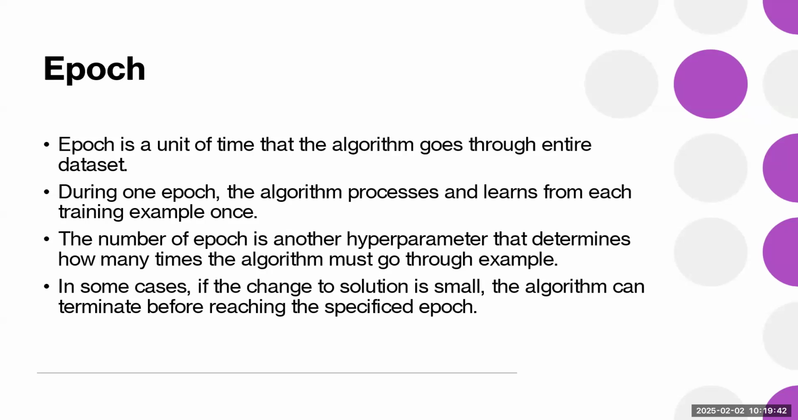In some cases, you can change the termination. Sometimes you set epoch to be, let's say, 500, but at around 300, you notice that the change to the solution is very small. So you can also terminate early. So epoch, you can think of it as the maximum number of iterations that you want the algorithm to run. So that is the definition of epoch.